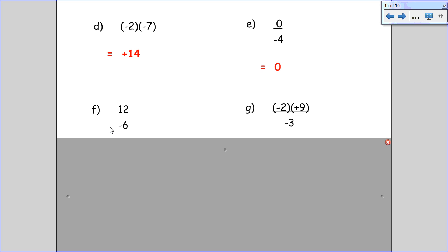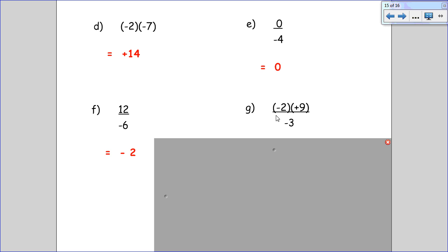12 divided by -6. We don't see a sign here, but we do know that if we don't see a sign, the number is in fact positive. So positive 12 divided by -6. Positive divided by a negative is a negative. 12 divided by 6 is 2. So the answer is -2.